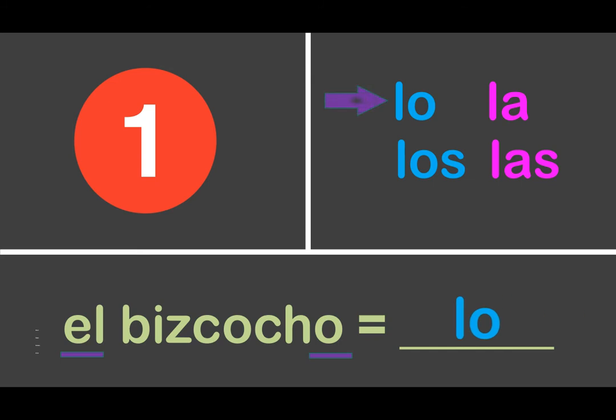When you look at the four options, what does lo, la, las, and los remind you of? That's right, the definite articles. But L has been replaced with lo. So when you look at a word, look at the definite article. Take the definite article and use it as the DOP, unless it's L. L becomes lo. Let's practice a few more.